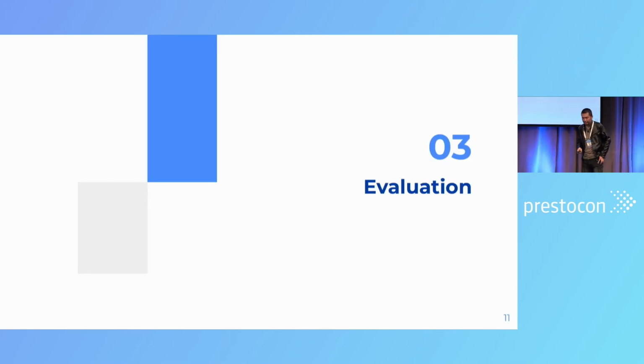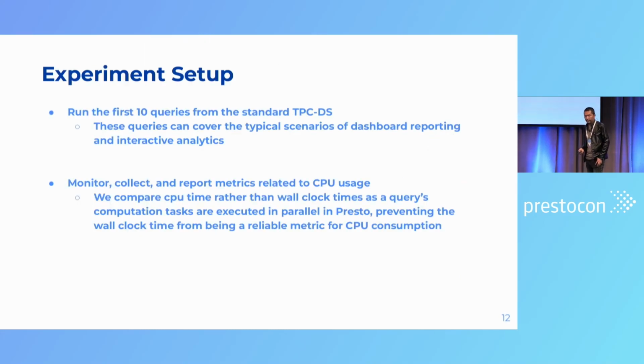Okay, let's see the evaluation. We want our experiment to be repeatable and fair for most queries, so we use TPC-DS queries. We just use the first 10 TPC-DS queries. I think this can cover the typical scenarios of dashboarding, reporting, and interactive queries. It cannot be exactly the same as your production load, but these queries can show the difference.